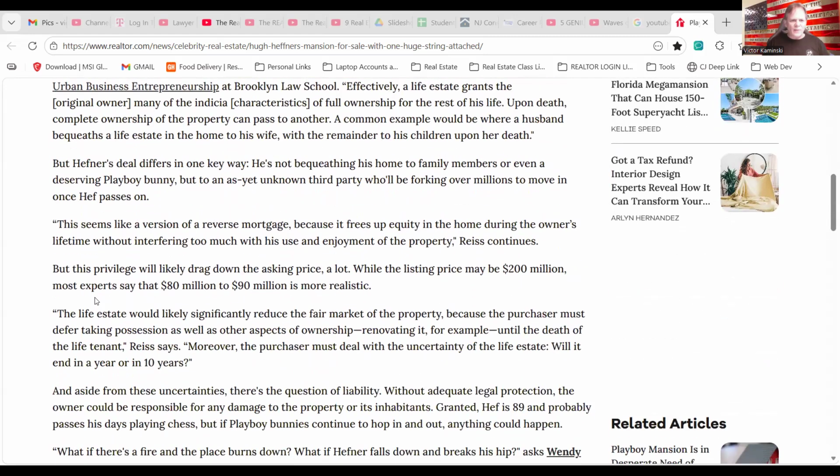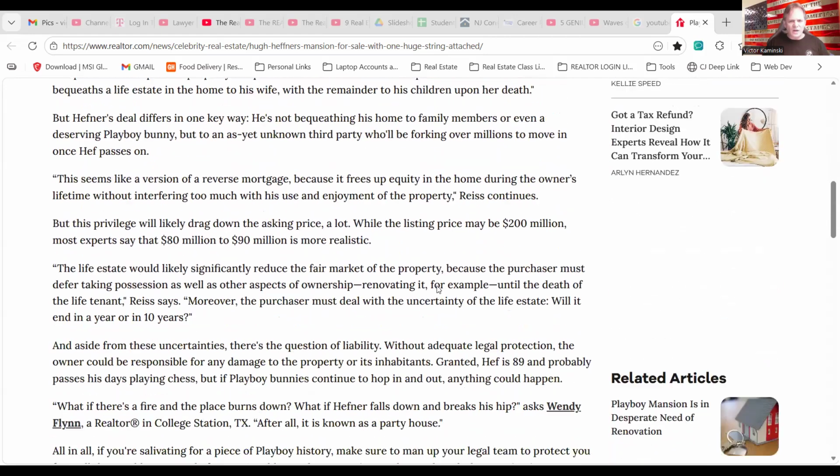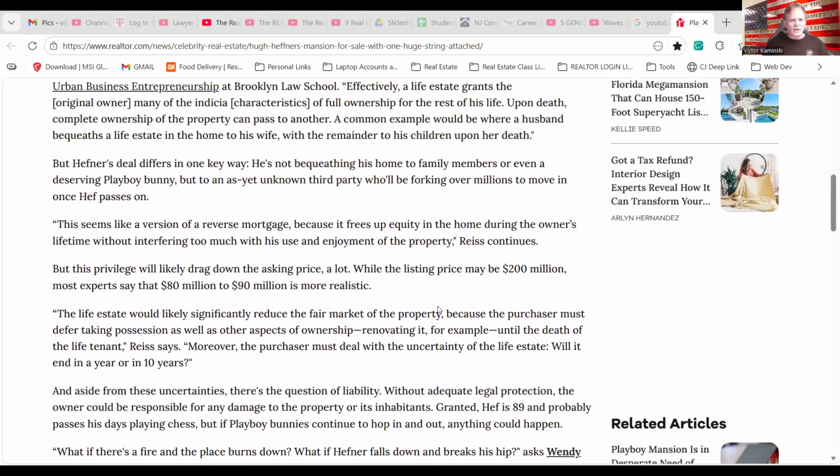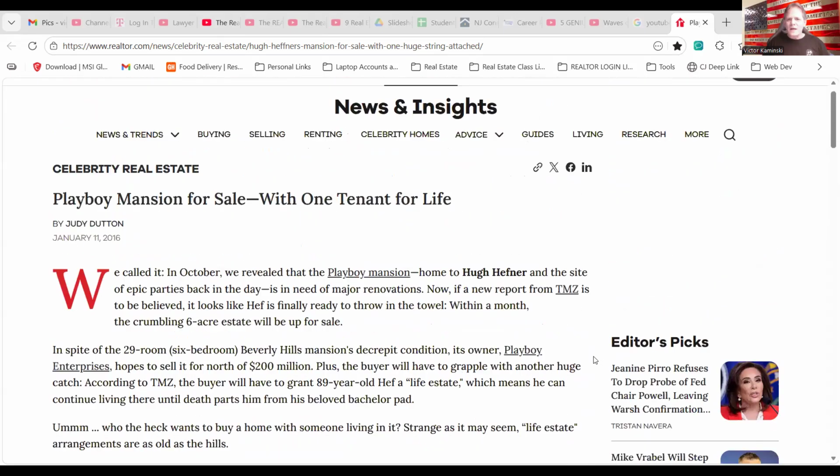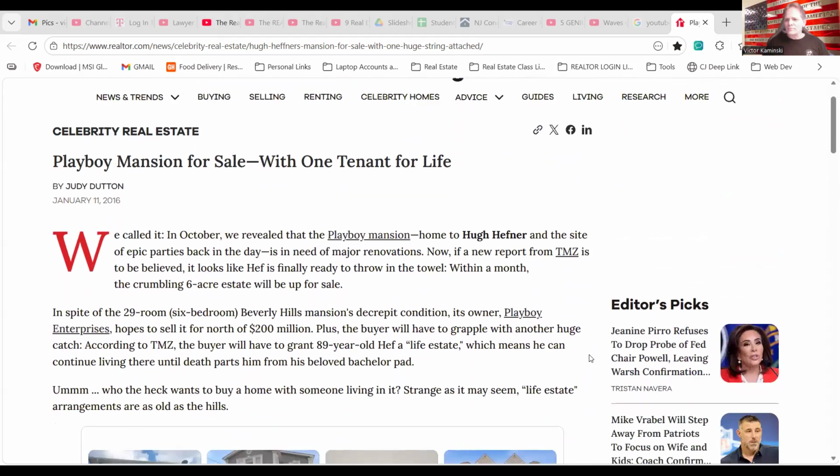They ended up selling the property around $100 million. And the new owner bought it, gave Hugh Hefner back a life estate. Hugh Hefner lived for 1 year and died the next year. So it was a short life estate.